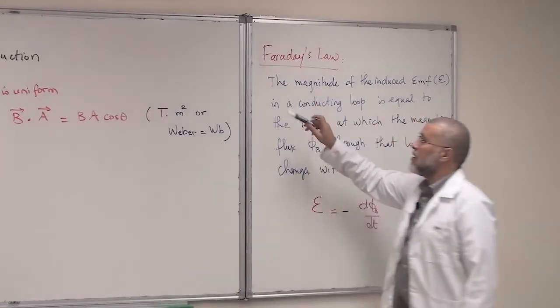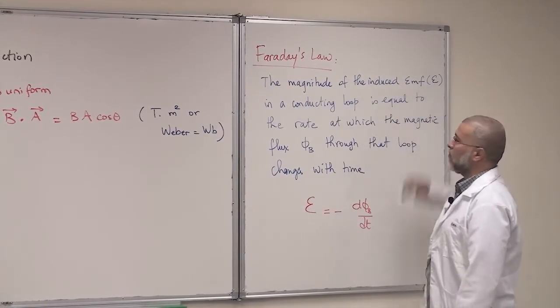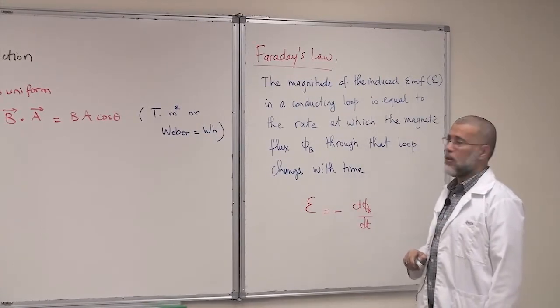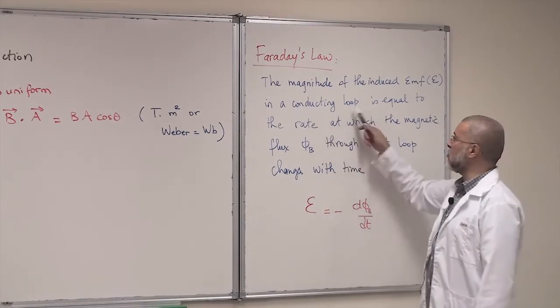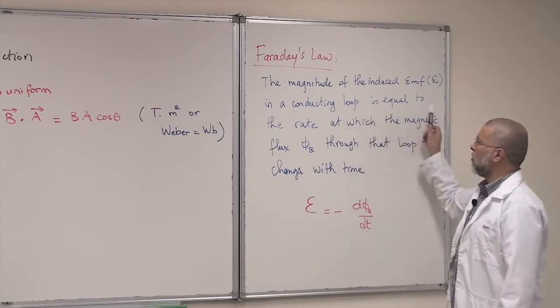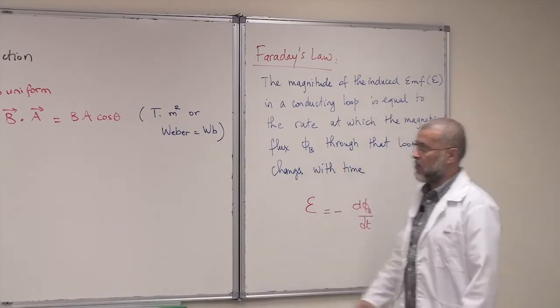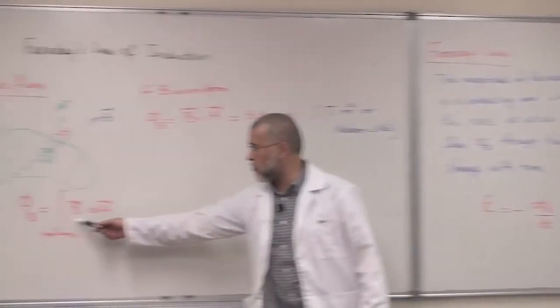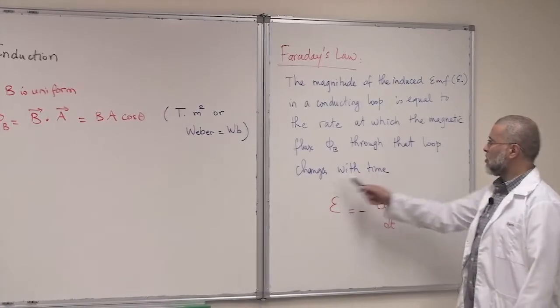It says the magnitude of the induced EMF. Remember the induced EMF we talked about? In a conducting loop, it has to be conducting, of course. It has to be a closed loop, otherwise you don't get anything. It is equal to the rate at which the magnetic flux phi B through that loop changes with time.